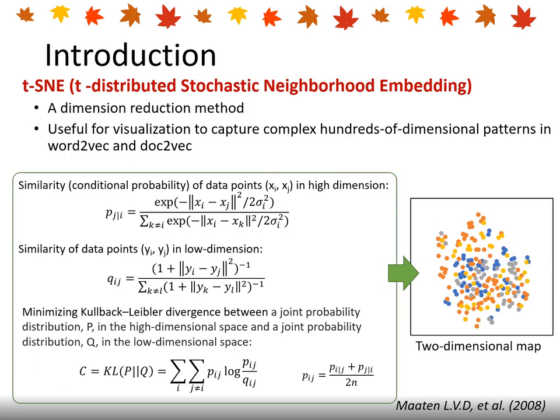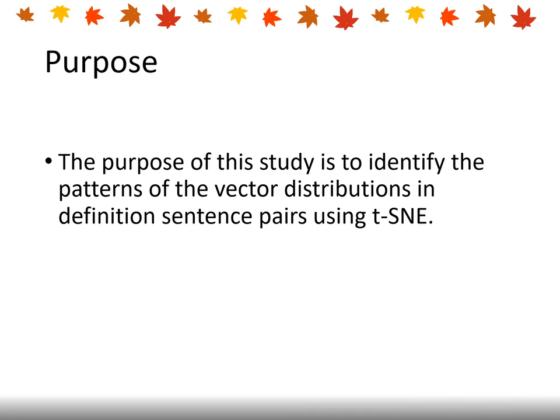One of the methods of identifying the features of vectors visually is using t-SNE. t-SNE is an algorithm to reduce dimension based on the equations here, and it is useful for visualization purposes to capture complex high-dimensional patterns. Summarizing the above, the purpose of this study is to identify the patterns of the vector distributions in definition sentence pairs using t-SNE.